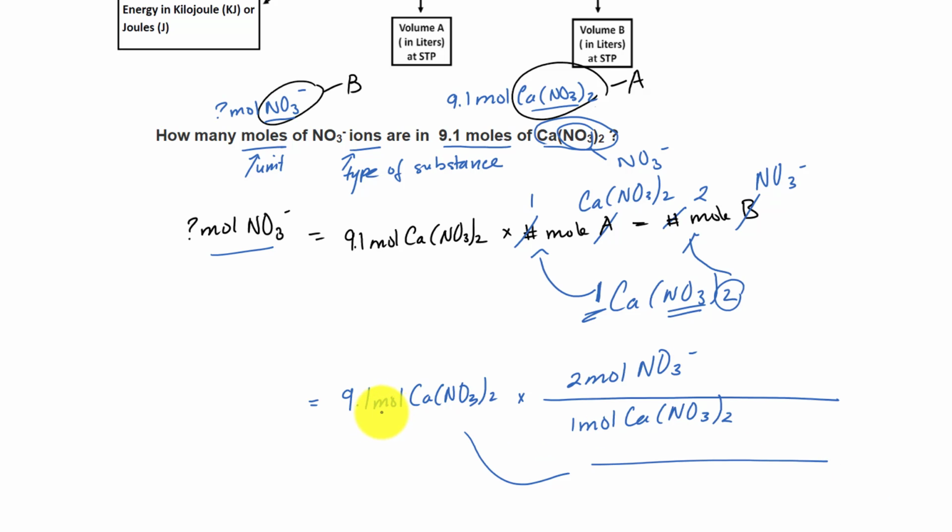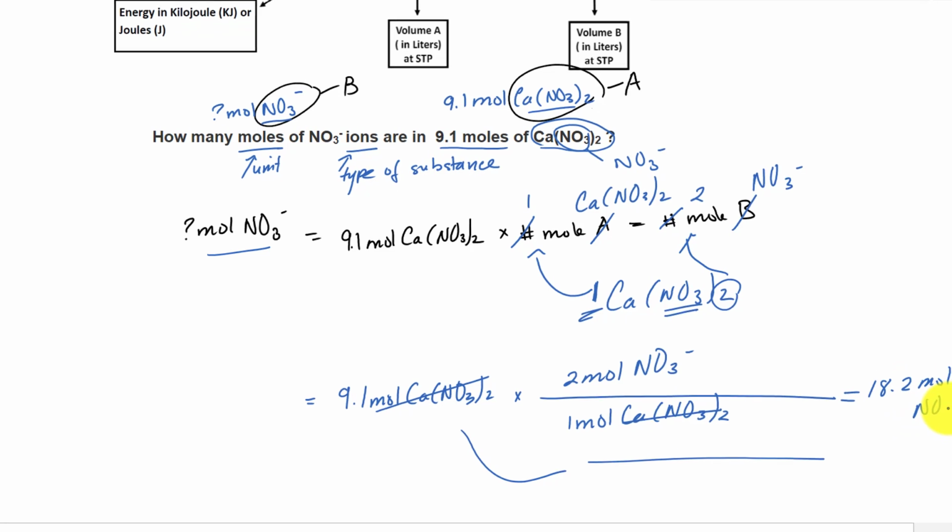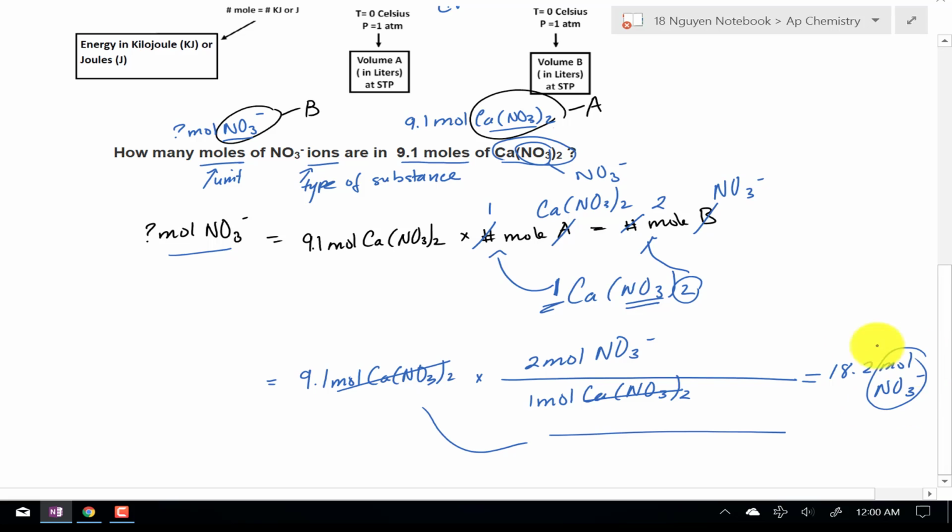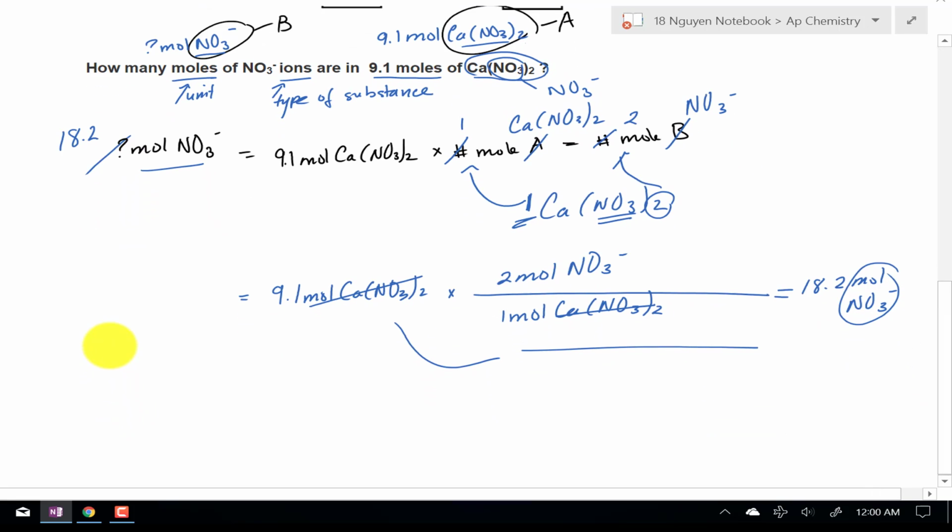And then from there, the moles of calcium nitrate cancel each other out. Now do you see it? You've given us 9.1 times 2 moles of nitrate, which is exactly what we're looking for. And this turned out to be 18.2 moles of NO3 minus, which is exactly what we're looking for over here. So this can be replaced with 18.2. So again, take the time to write down everything. It helps a lot when you study for your tests.